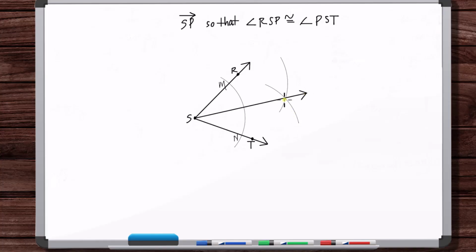And that's it. We can make this point P, it doesn't matter. There's ray SP. This bisects angle RST. Pretty cool.